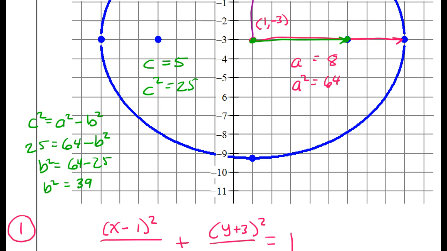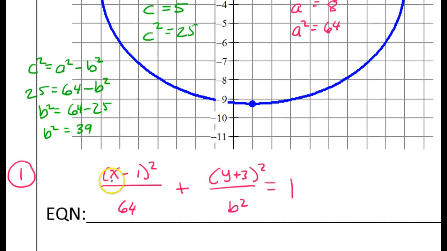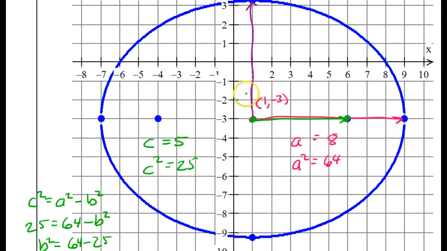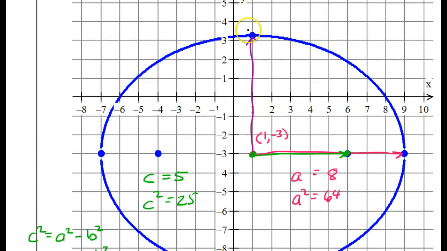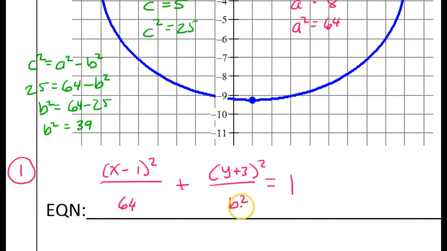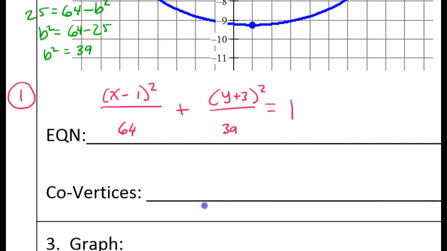Is that right? Yeah, so b squared is 39. And that's what I need right here. Notice that the b value is vertical. That's the y direction. So you won't be surprised that I'll put b squared in the denominator of the y term. All right, and I will put 39, not the square root of 39, because we want b squared, not just b. So that is the equation for problem number 1.